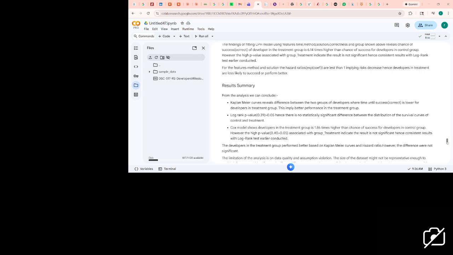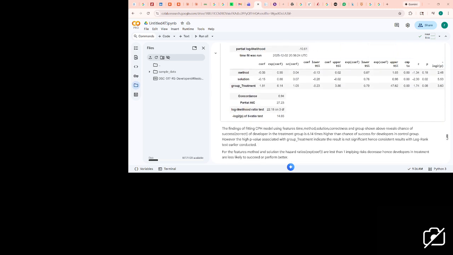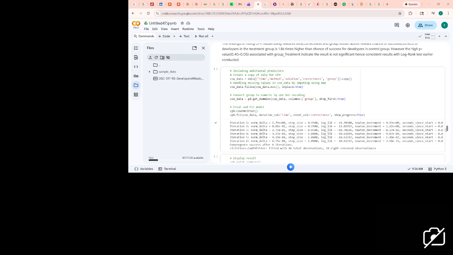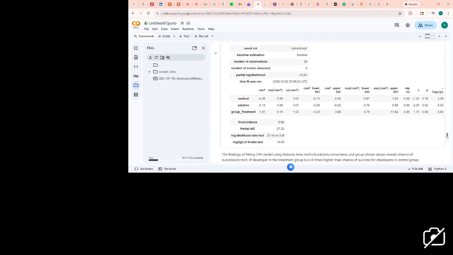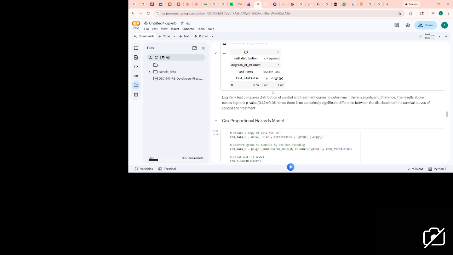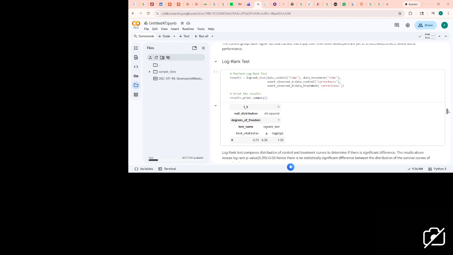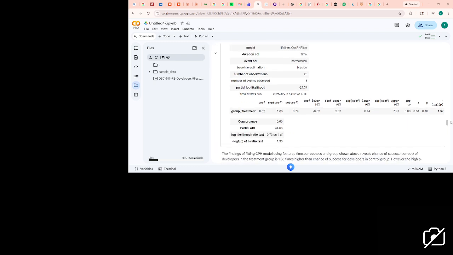And after fitting the Cox model, we find the hazard ratio of 1.86, and this implies that the treatment group has a 1.8 times higher chance than the control group, and therefore this also shows that the developers in the treatment group perform better.